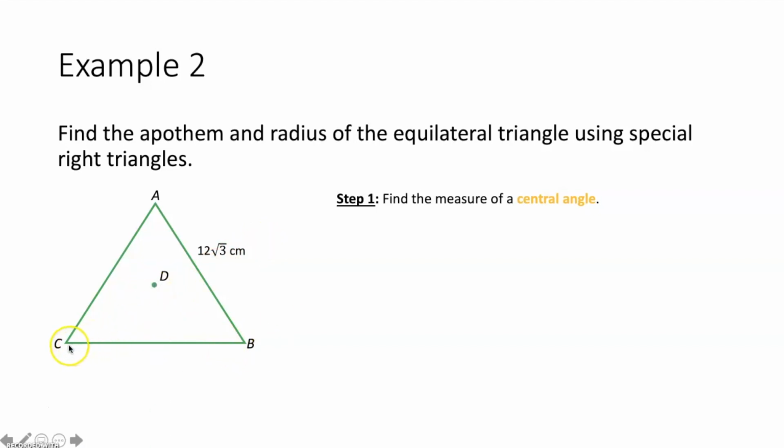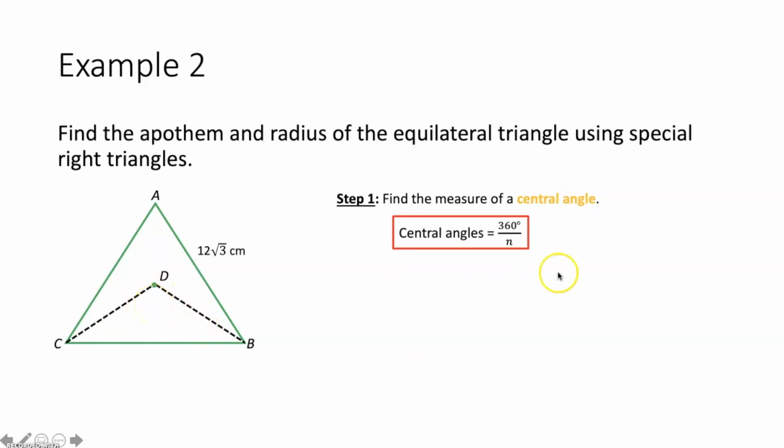Then we're going to draw a central angle connecting the center of your polygon and the endpoints of one of these sides. Next, to find the measure of this central angle, you just take 360 degrees and divide by the number of sides. Here we have a triangle, so that would be 3 sides. We end up getting that the measure of the central angle is 120 degrees.